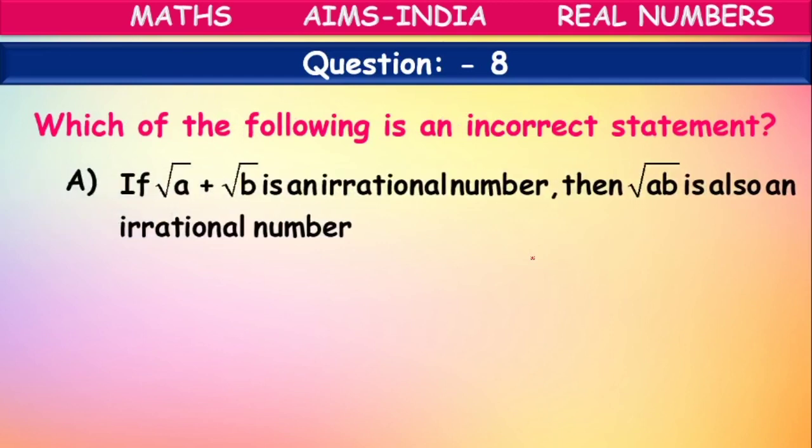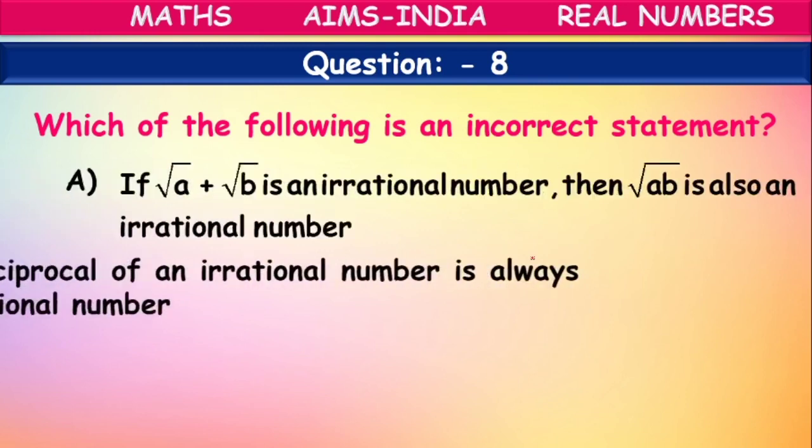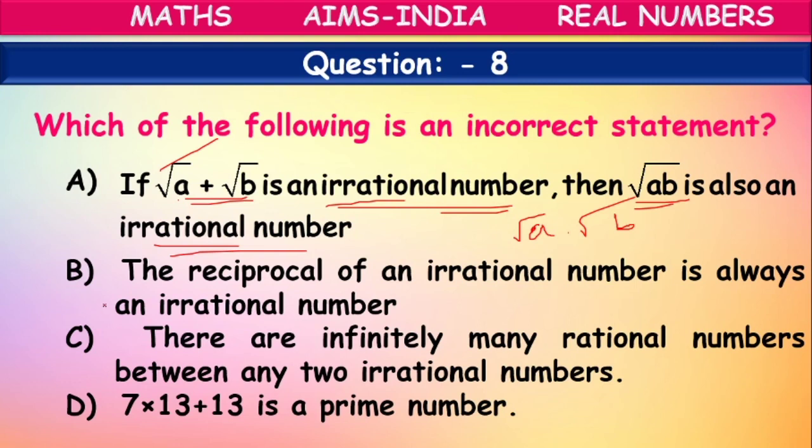Next. Question number 8. Which of the following is an incorrect statement? We have 4 statements here, and among these 4 statements, we have to find which is incorrect. So here, root A is an irrational number. Root A plus root B is an irrational number. Root AB, meaning root of A into root of B, is also an irrational number. They are telling it is also an irrational number. Okay, like that they are telling.